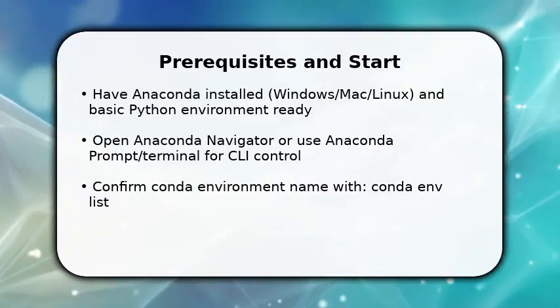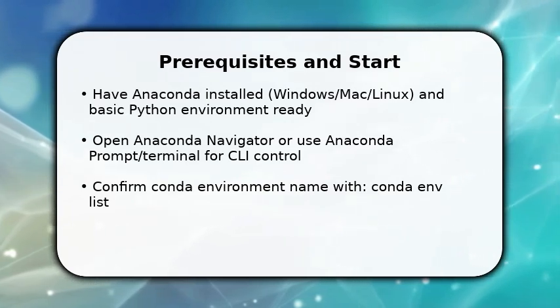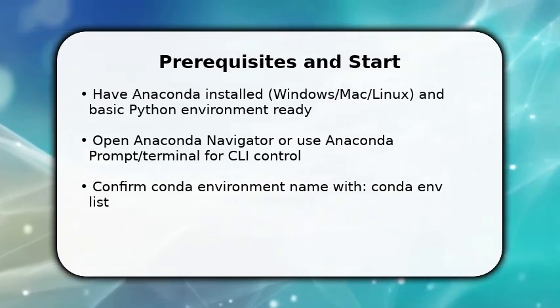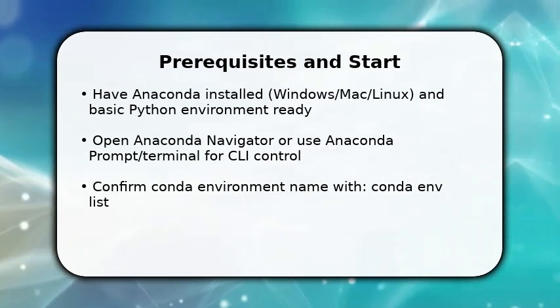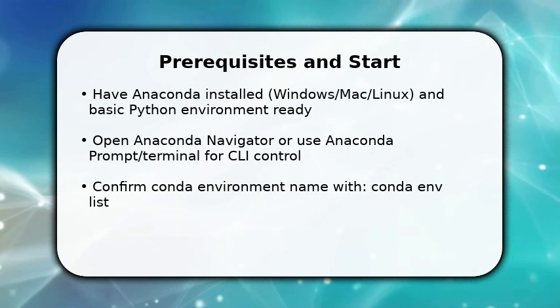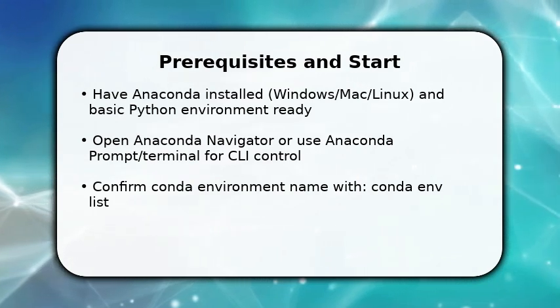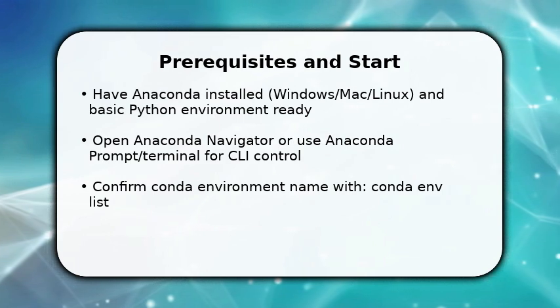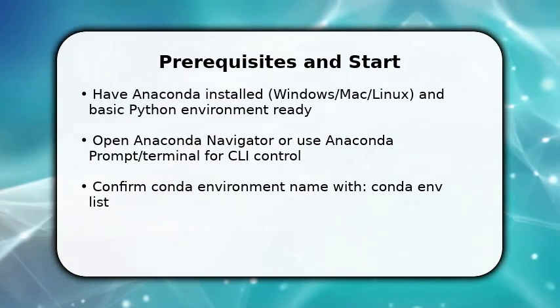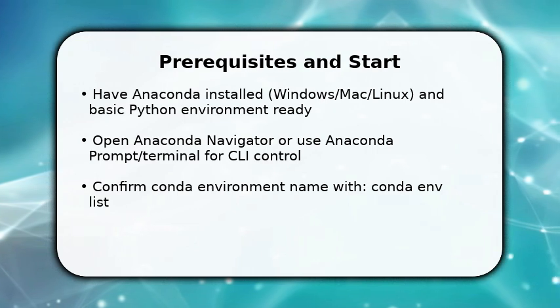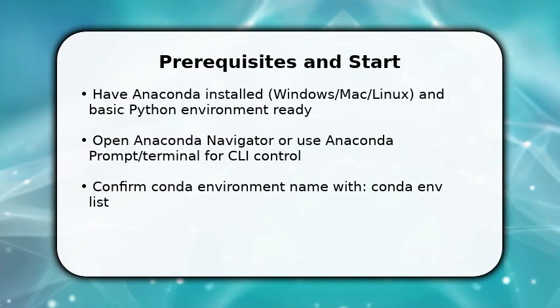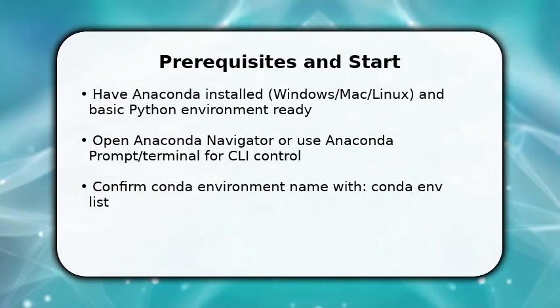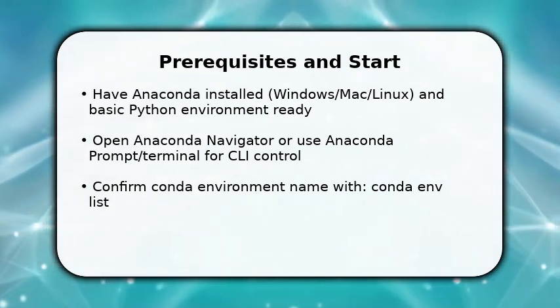You'll begin by confirming prerequisites, Anaconda installed, and the environment you'll use. Open Anaconda Navigator for a GUI or launch Anaconda prompt/terminal to work by command line. If you prefer a specific environment, first activate it so notebooks use the right packages. This prevents version conflicts. Use conda env list to see names, then conda activate env name. Once done, you're ready to start the actual Jupyter server in the next step.